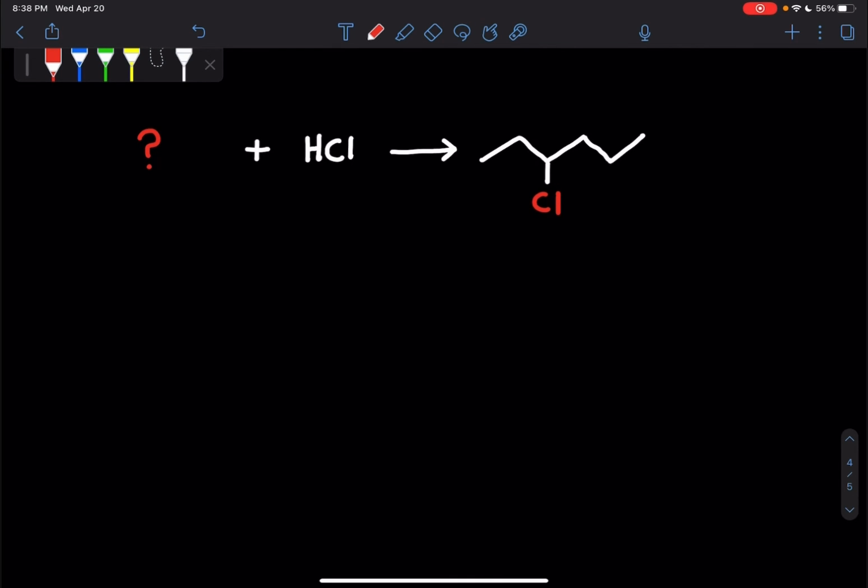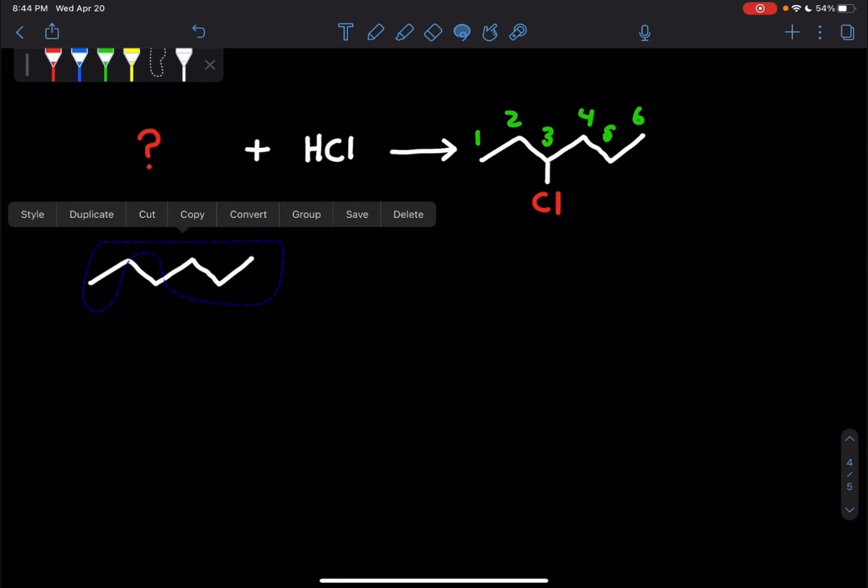Now let's do some synthesis. What best alkene can be used to synthesize 3-chlorohexane? If we count the carbons in the product, we have 6 total carbons. So our starting molecule will have 6 carbons.